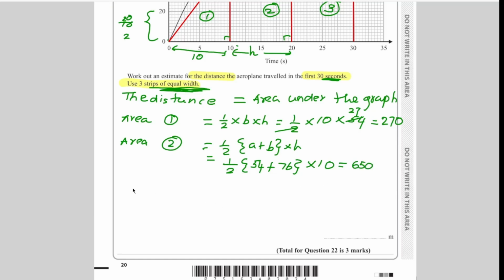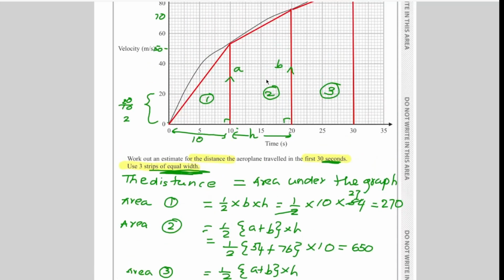650. So area of the third figure equals again half into a plus b times h, because it is also a trapezium. Again, this one is b, then this one is a, because these two sides are again parallel to each other. Then this is your h.